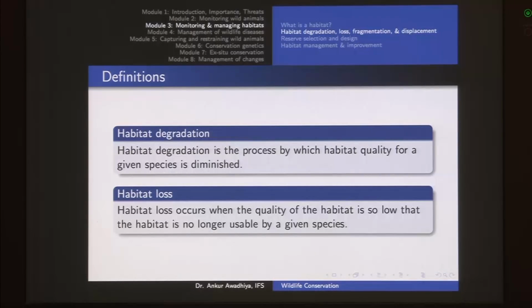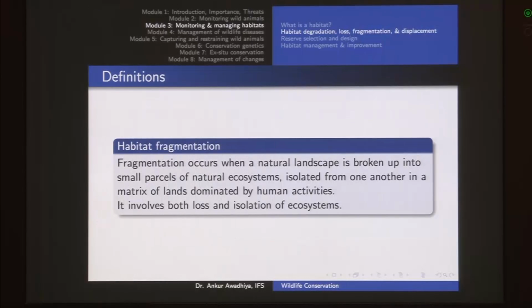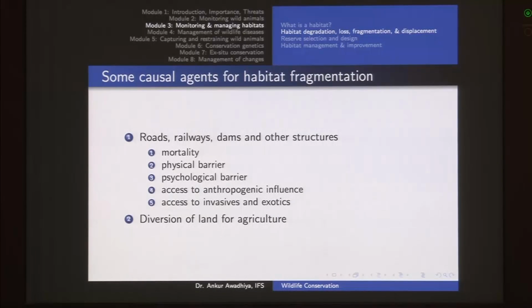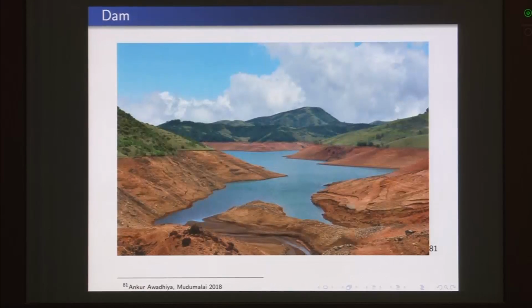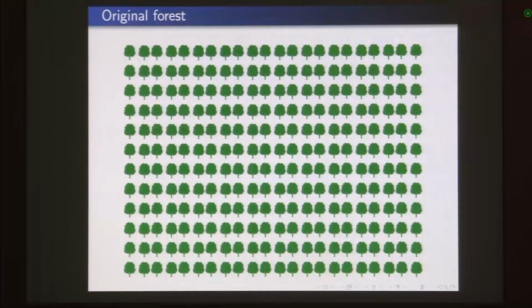Now, when degradation goes to such an extent that the habitat is no longer usable, then we talk about habitat loss. Next was fragmentation. Fragmentation occurs when a natural landscape is broken up into smaller parcels of natural ecosystems which are isolated from each other in a matrix of lands dominated by human activities. So, larger fragments are better, and these are the agents of habitat fragmentation: linear infrastructure, roads, railways, then we have dams, diversion of lands for agriculture, and then we had a look at how fragmentation occurs.